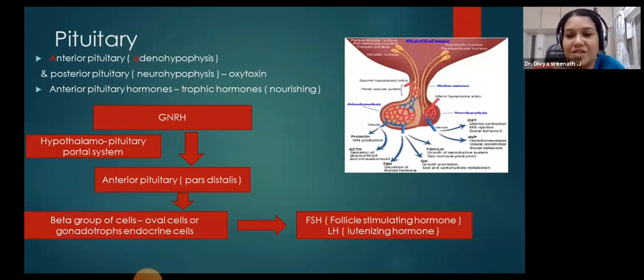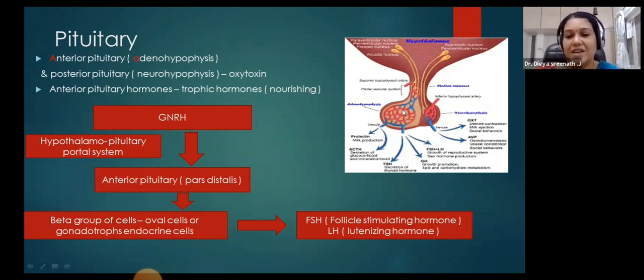So when the GnRH, gonadotrophin releasing hormone, is secreted from the arcuate nucleus of the hypothalamus, it reaches the anterior pituitary or adenohypophysis. It reaches via the hypothalamo-pituitary portal system. It reaches this area of the pituitary gland, known as pars distalis. This area is pars tuberalis and this is the pars distalis area.